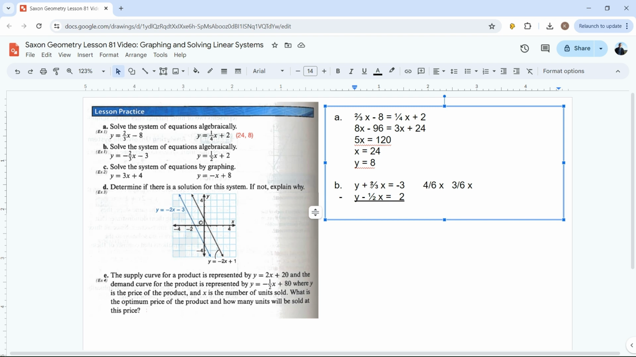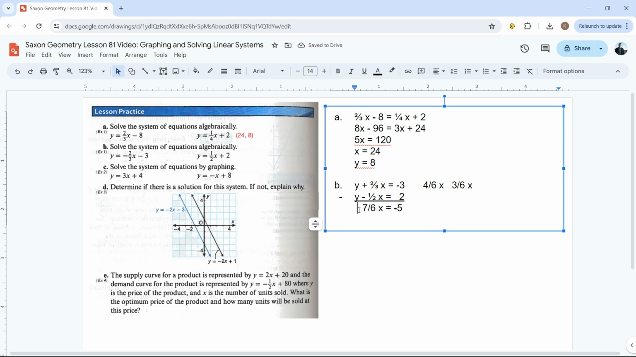So 4/6 plus 3/6 is 7/6 x equals, and then negative 3 minus 2. I have to make sure I'm subtracting. Negative 3 minus 2 is negative 5. All right, this one doesn't look like it's going to come out to be a perfect number. It looks like I'm going to have a fraction, but let's see what happens. So now I have 7/6 x equals negative 5.